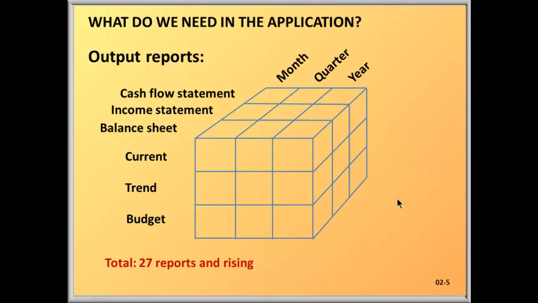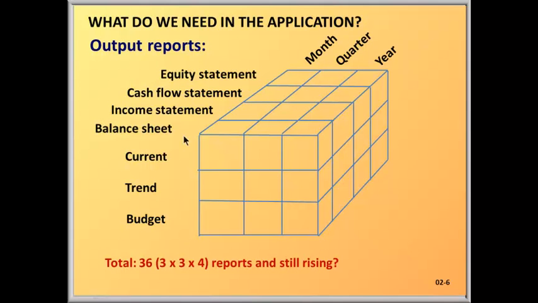Now, all these reports, you might say, well, how many reports are we going to have? Let's just see. We need a current, we need a trend over time, we need budgets, and we're going to do the balance sheet, income statement, and cash flow statement. We do it for the month, for the quarter, for the year. Okay, now we've got 27 reports. If we added a report, we would add, for example, an equity statement. This would add a dimension, and this means that our total reports is 3 times 3 times 4. So this adds up to 36 reports.